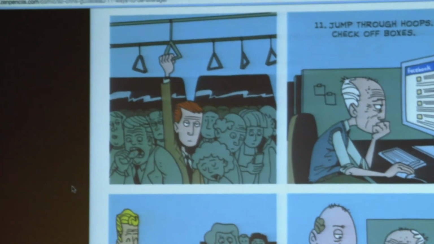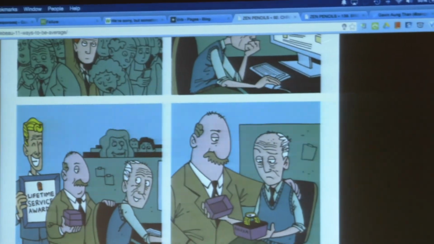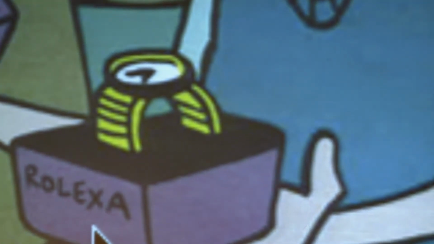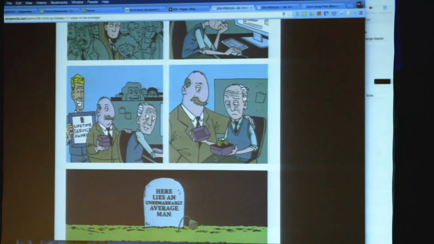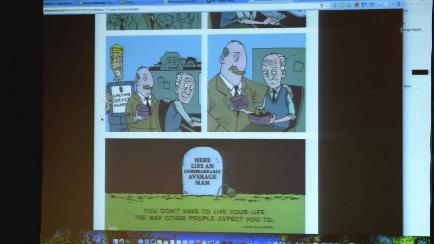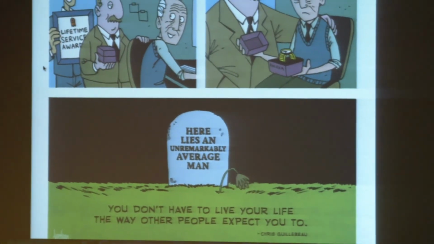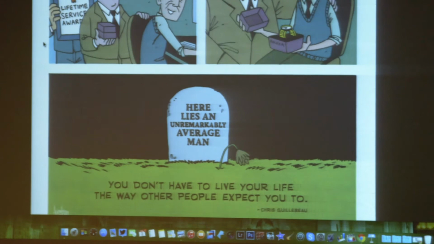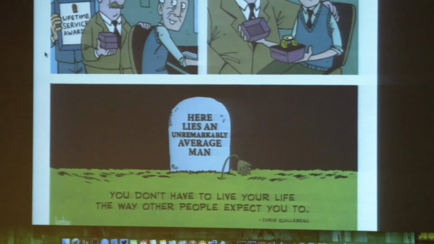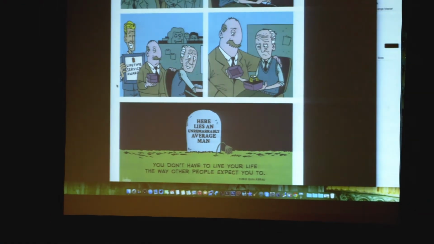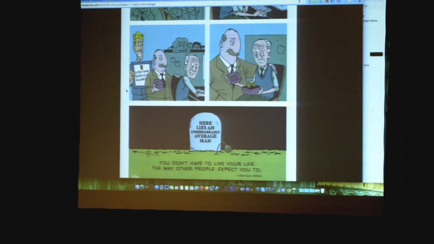Jump through hoops to check off boxes, get a lifetime service award. And here's the funny thing about this. See that? Look what the name of that watch is. Not even real, okay? And there you go. Here lies an unremarkably average man, and here's a quote: you don't have to live your life the way other people expect you to. The gift of our imperfection is that we are all unremarkably not average, and that our imperfections are our perfections.